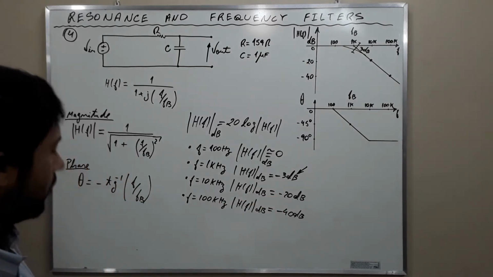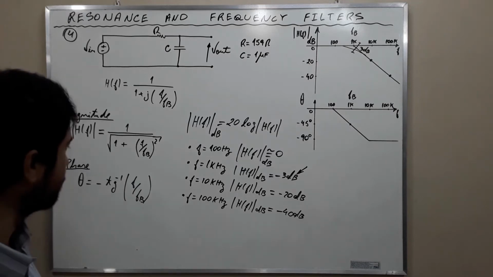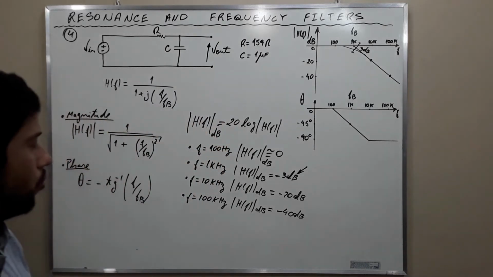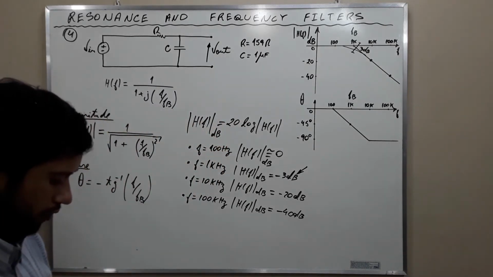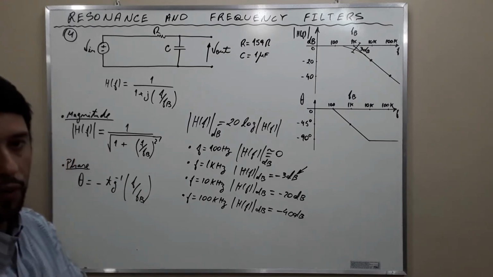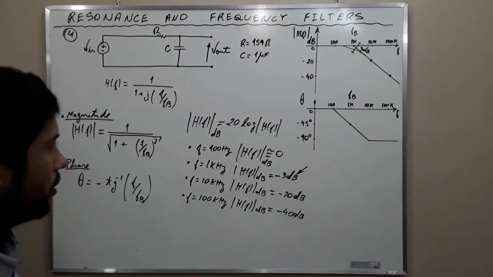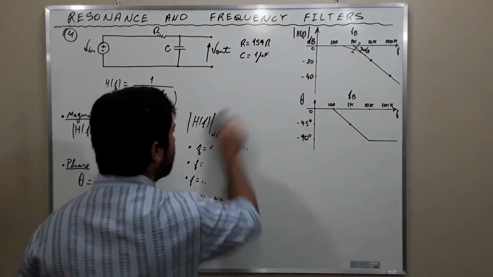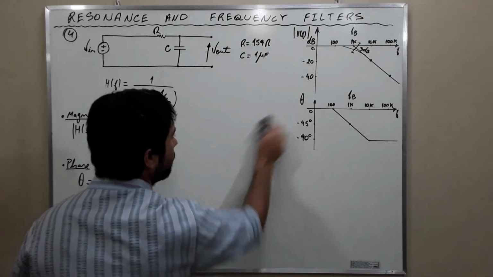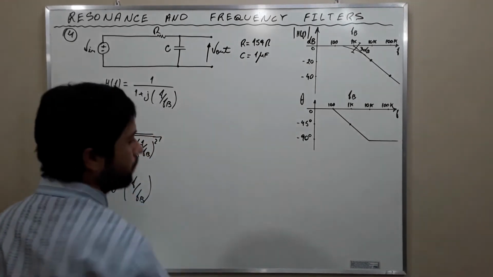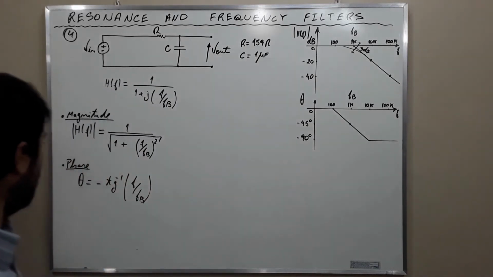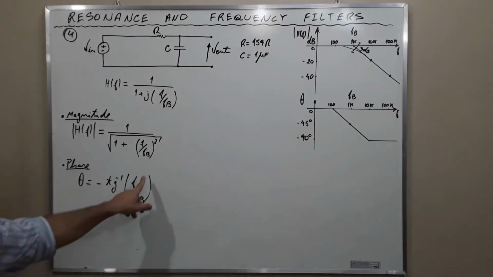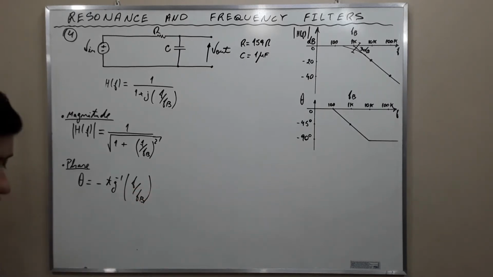Now let's work with the phase. We worked with the magnitude in decibels, let's work with the phase. We do not work with the phase in decibels, okay? We work with the phase as an angle, in degrees here. We use this. The phase is the negative of the inverse tangent of the frequency divided by the cutoff frequency.